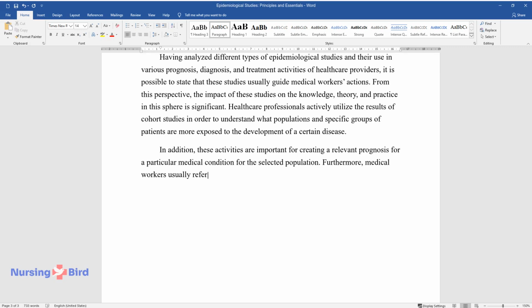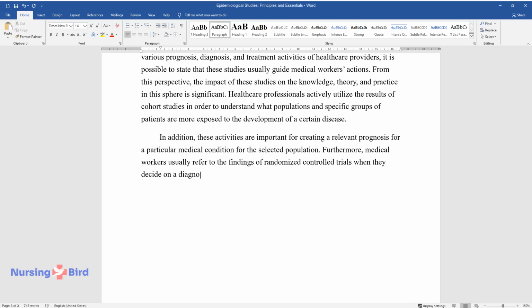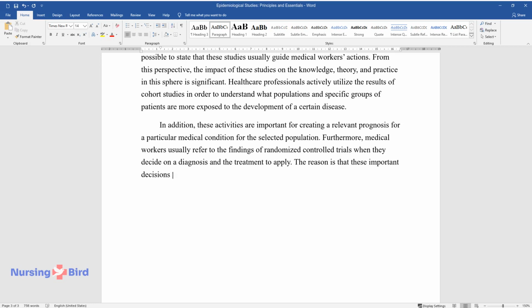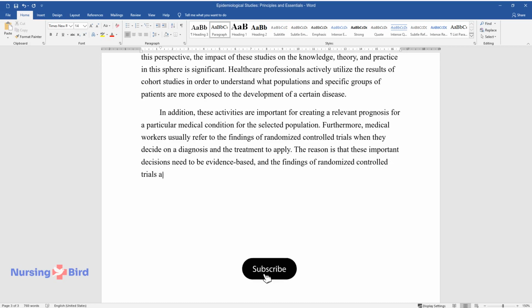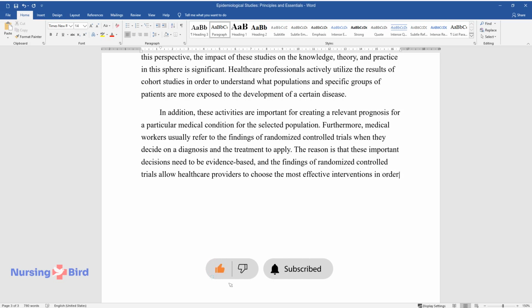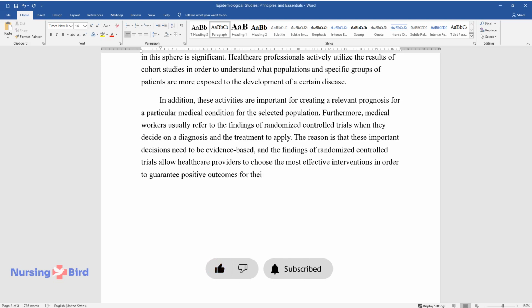Furthermore, medical workers usually refer to the findings of randomized controlled trials when they decide on a diagnosis and the treatment to apply. The reason is that these important decisions need to be evidence-based, and the findings of randomized controlled trials allow healthcare providers to choose the most effective interventions in order to guarantee positive outcomes for their patients.